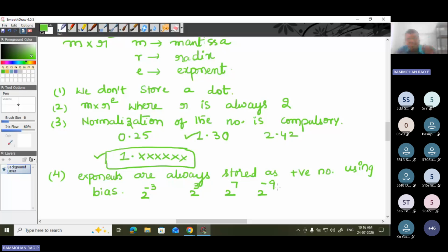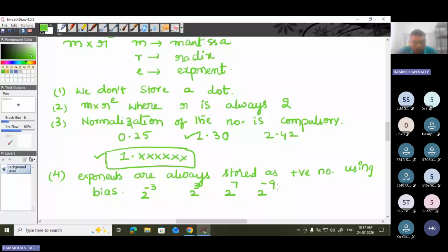What I am saying is, inside the computer uses only positive representation of exponent, because handling both negative and positive exponents is difficult. So internally exponents are represented as only positive numbers. Then you may ask, sir, how is it possible? Minus 3 is my exponent. How will you store it as a positive number? For that, we use a concept of bias. Again, when we discuss our example, you will understand what is bias and how bias is useful.